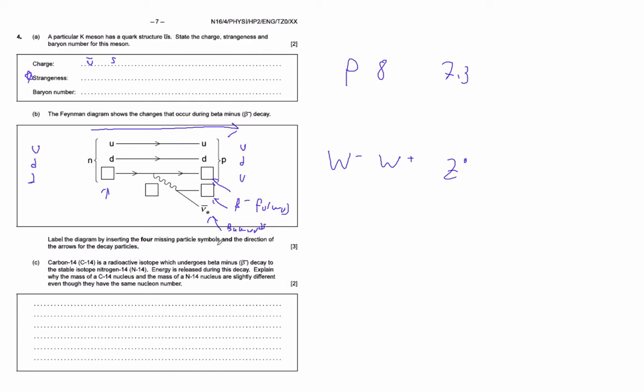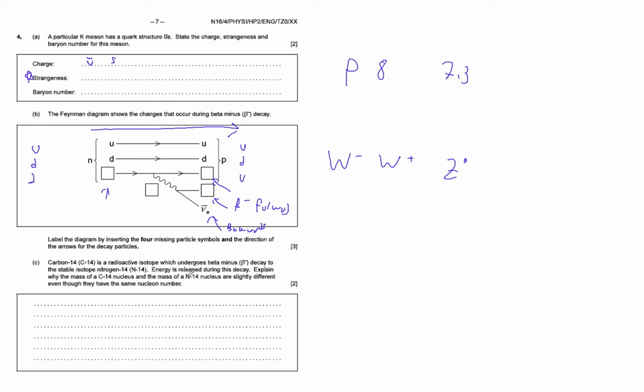The question is inserting the 4 missing particle symbols and the direction of arrows for the decay particles. Let me make sure I've given you good directions on this. This is N16. Particle decay, I think that's number 4. Let's see what the internet says. Okay, so you can either label this electron e minus or beta minus. I just wanted to make sure I wasn't telling you something that was wrong.